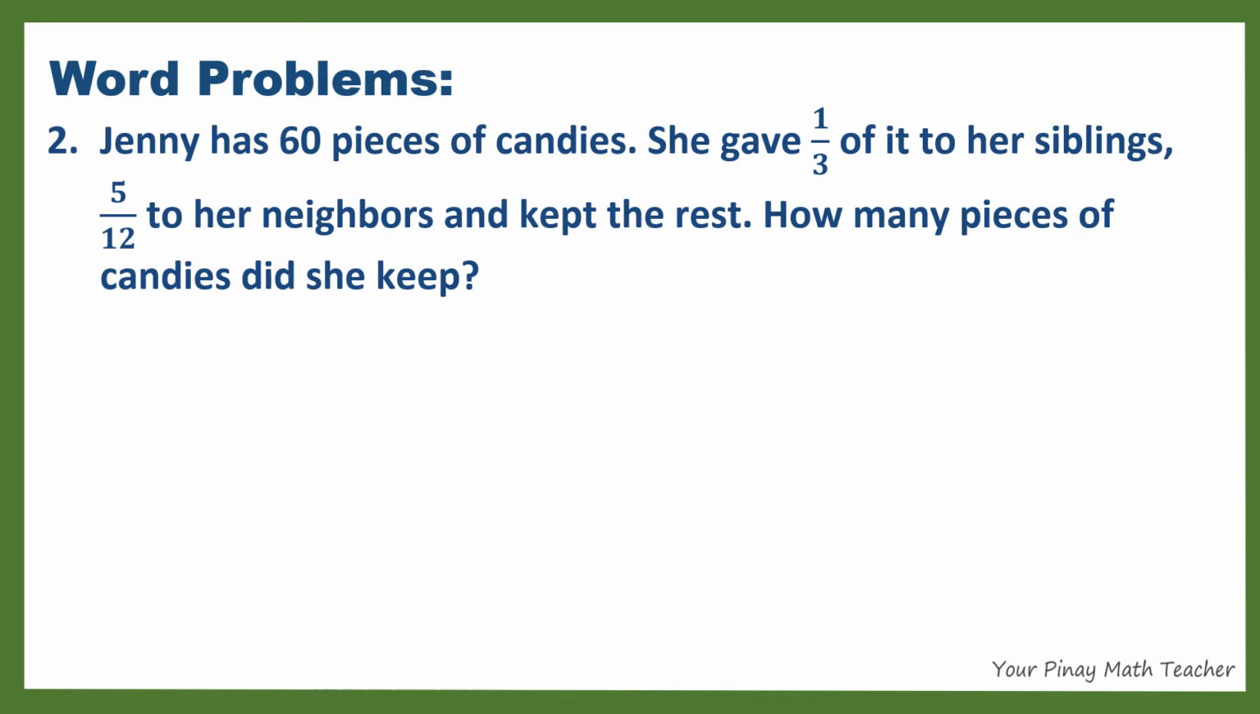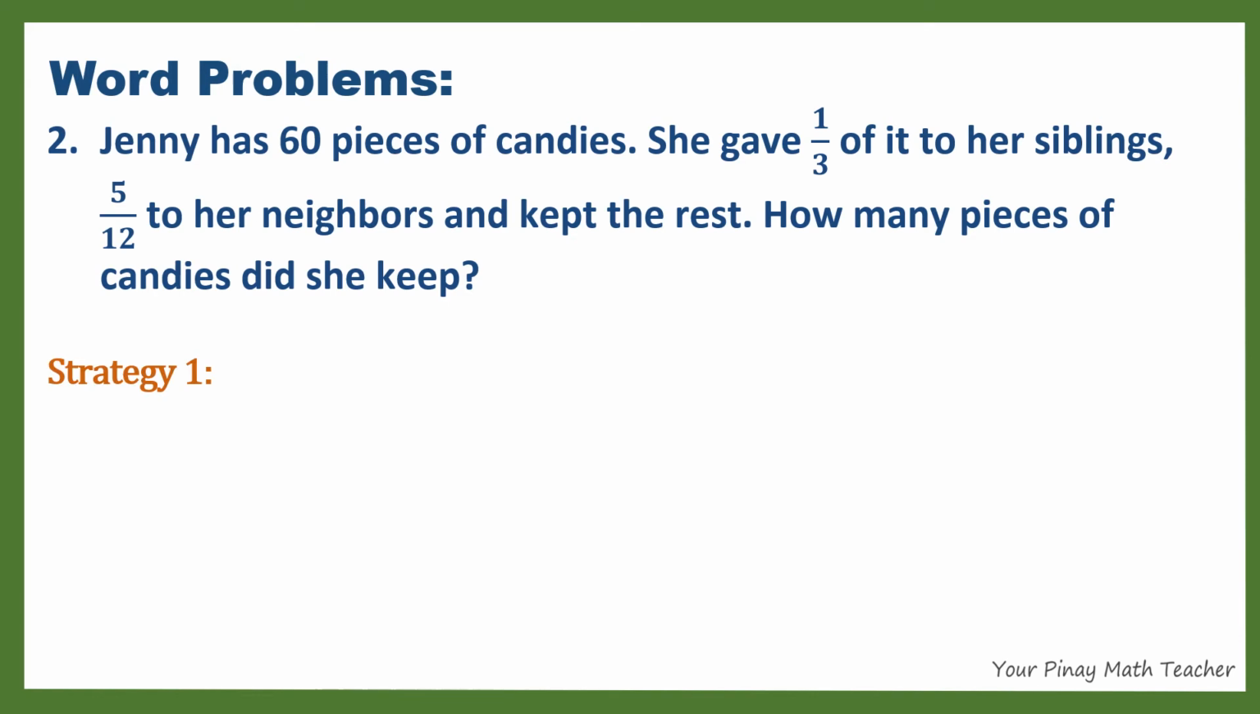Number 2, Jenny has 60 pieces of candies. She gave 1/3 of it to her siblings, 5/12 to her neighbors, and kept the rest. How many pieces of candies did she keep?